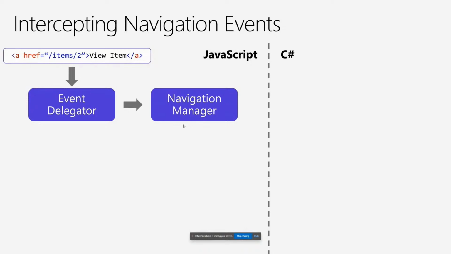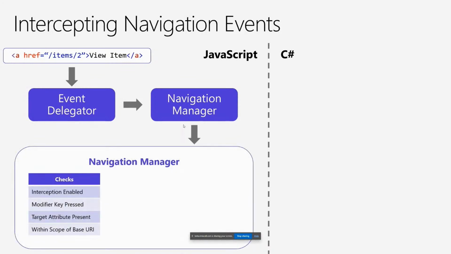So what it does is when the event delegator invokes the callback that's registered, the navigation manager then goes off and does some checks. Because there's a few things that you need to check when we're doing this. What happens if the user's trying to open a new tab, for example, holding down the control key when they click the link? Blazor shouldn't intercept that. So that's why these extra checks are done.